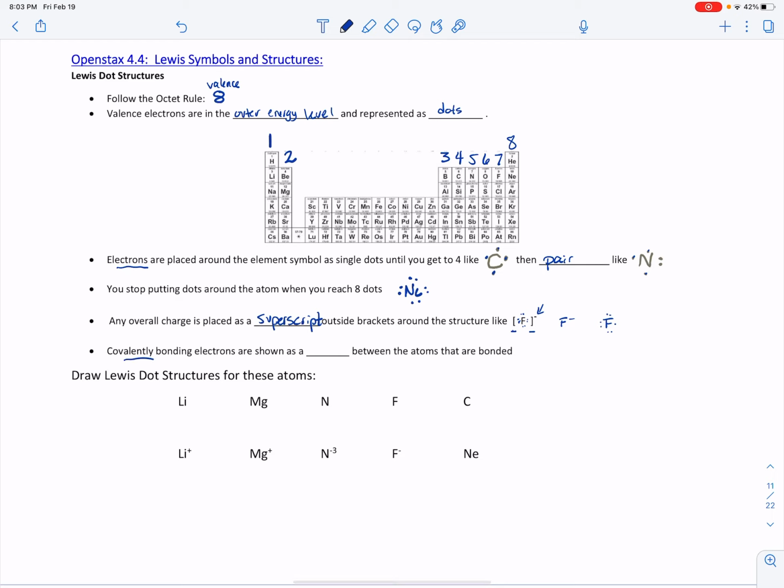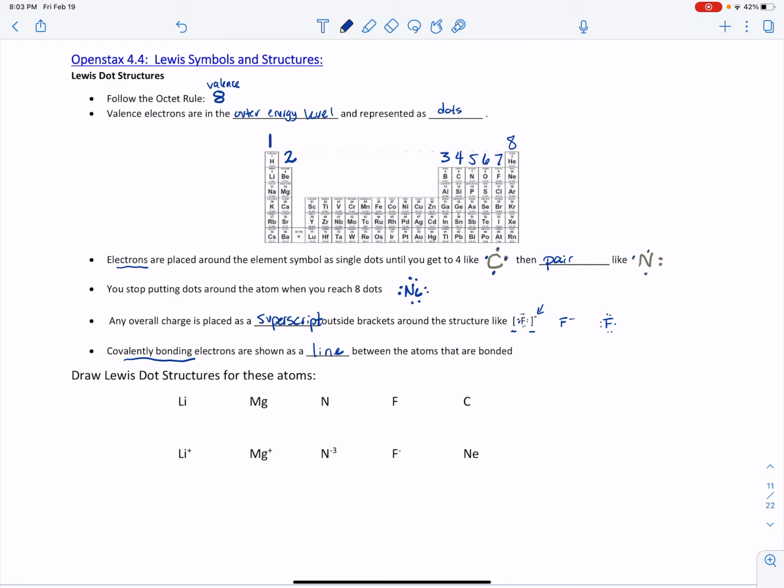This is all covalent bonding. So these electrons, when they are actually bonded, they're shown as a line between atoms that are bonded. You'll see that coming up. So first, draw Lewis structures for these atoms. The top row is neutral, and then the second row has charges. So I'm going to do a few of these.